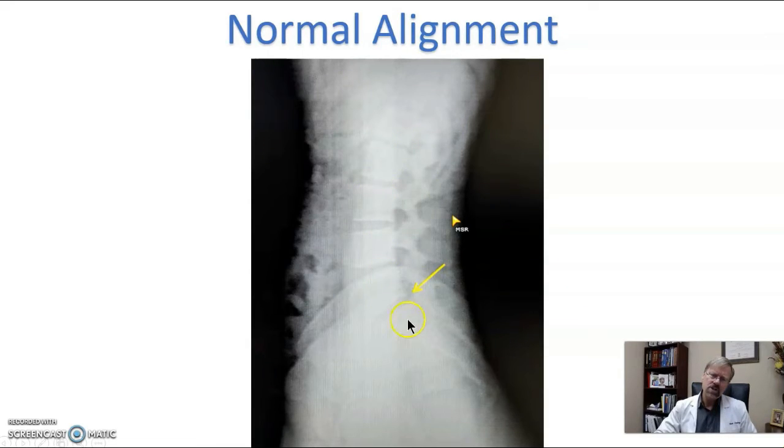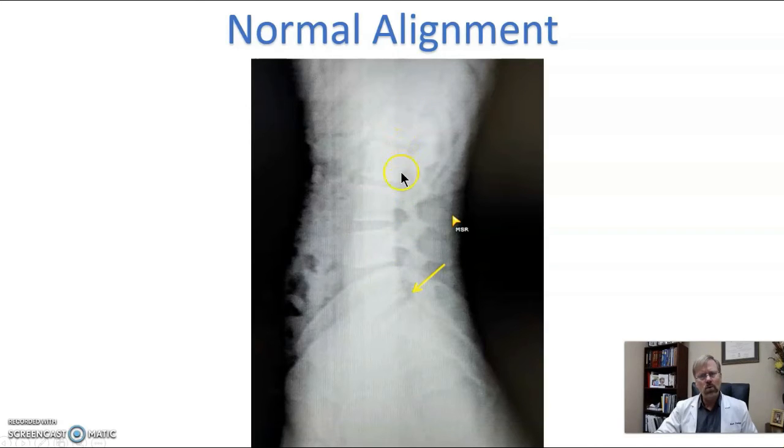So we want to see a good curve. Then we want to see good consistent space between the bones. So the squares are the bones, the space in between is the disc. You'll notice this little oval shape, and that's called an intervertebral foramen. It's a fancy way of saying the hole between the bones.